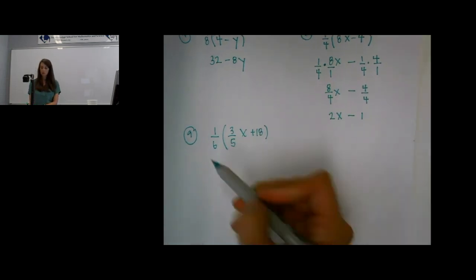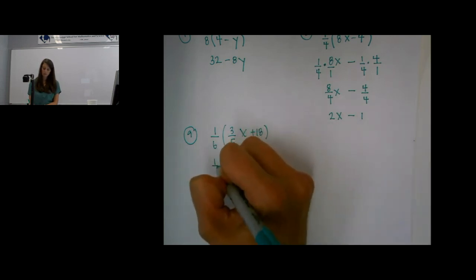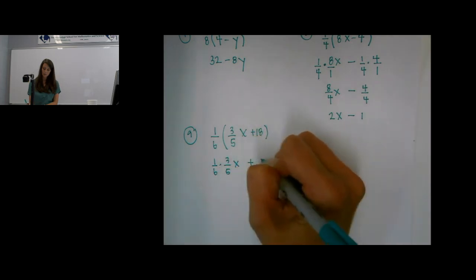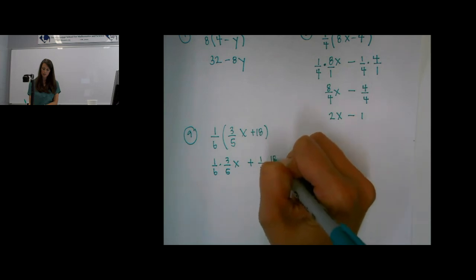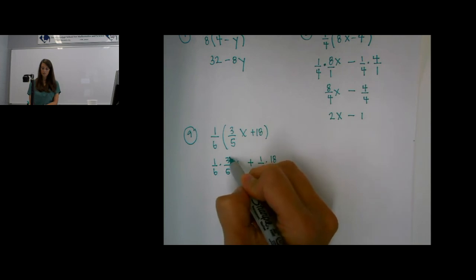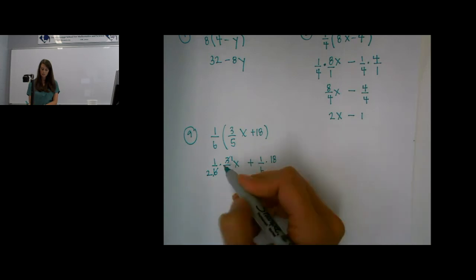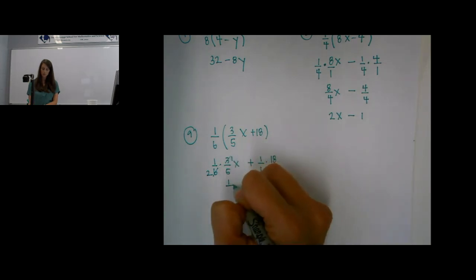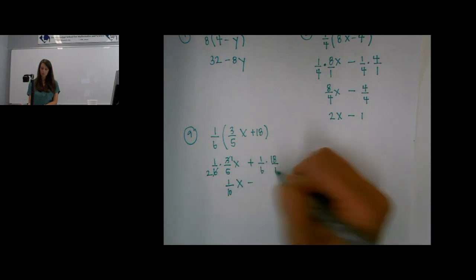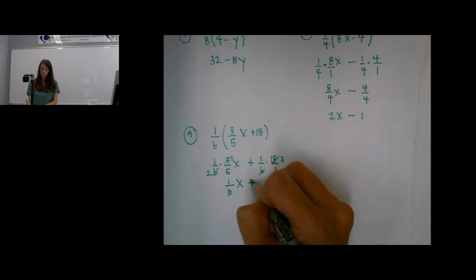So this one, we've got 1/6 times 3/5 x plus an 18. So this is 1/6 times a 3/5 plus 1/6 times an 18. Okay, so when I do this, this is actually 3. That reduces. 3 goes into 6 2 times. So this is going to be 1 times 1, which is a 1, 2 times 5, which is a 10. Okay, this one here, we would reduce. 6 goes into 18 3 times. So this would be a positive 3.